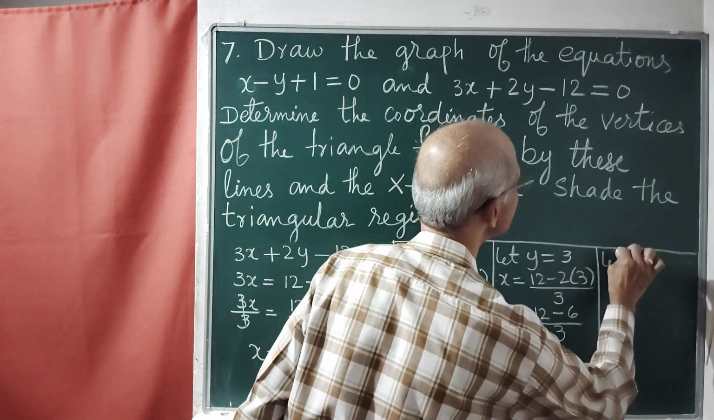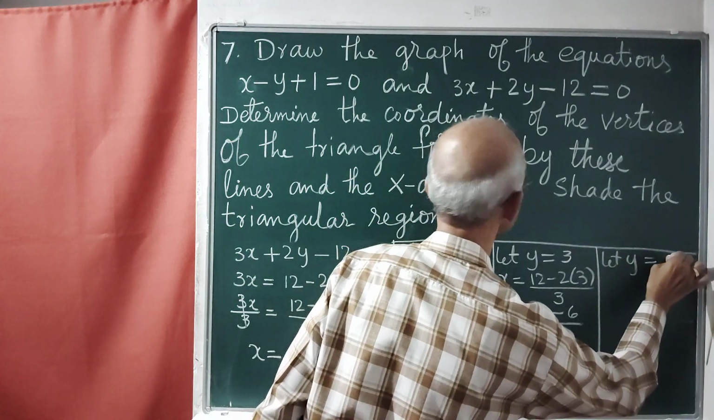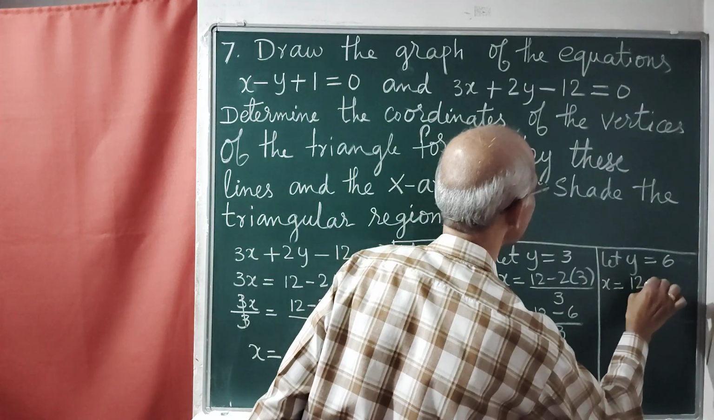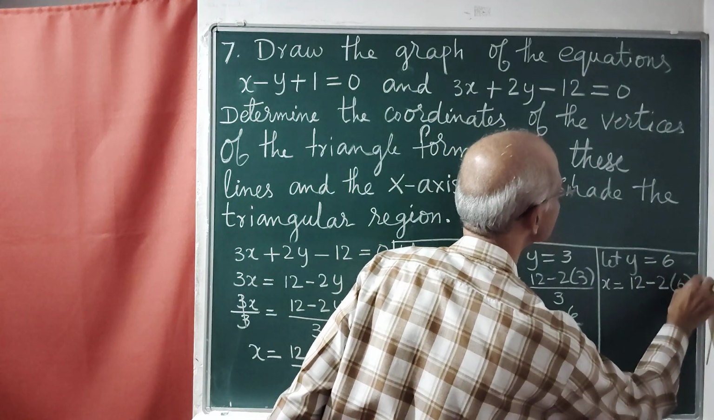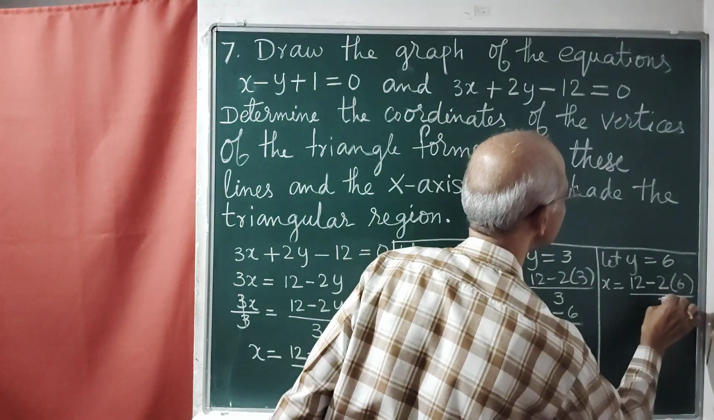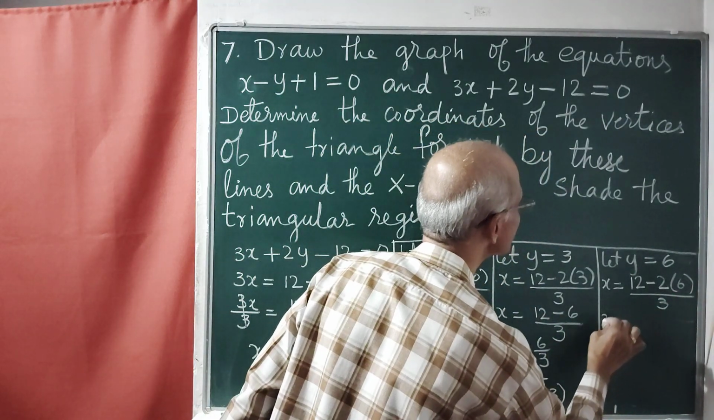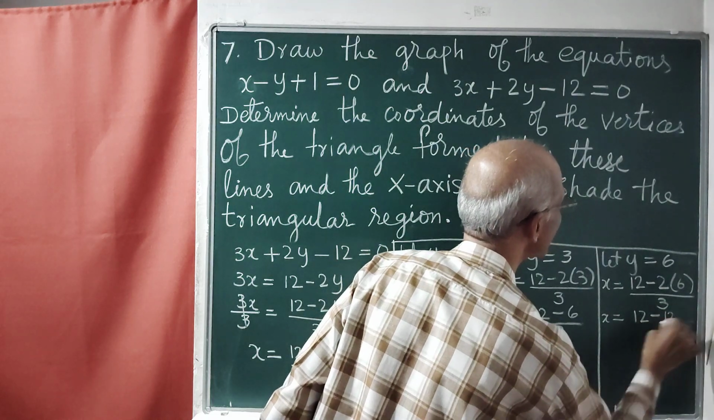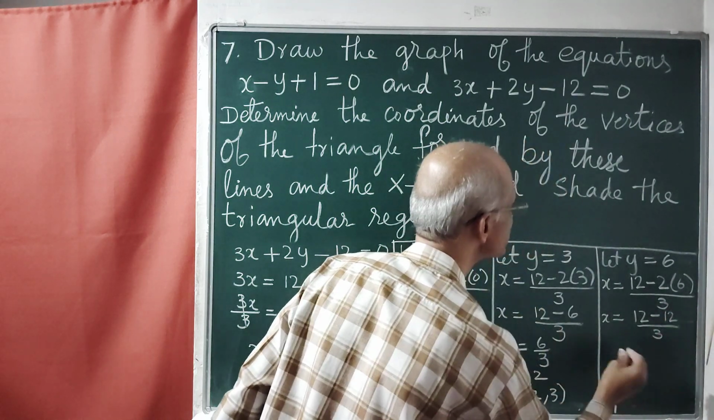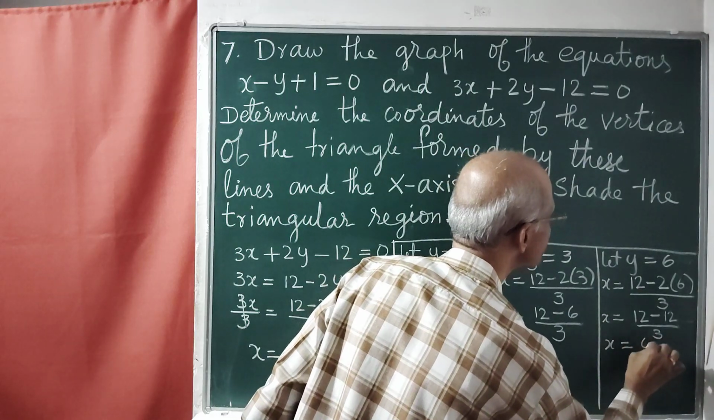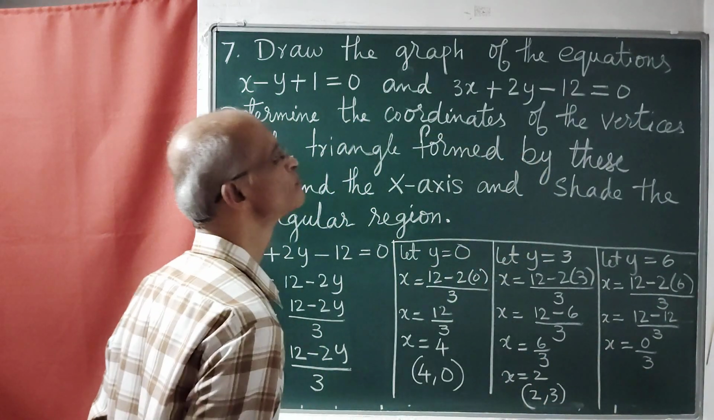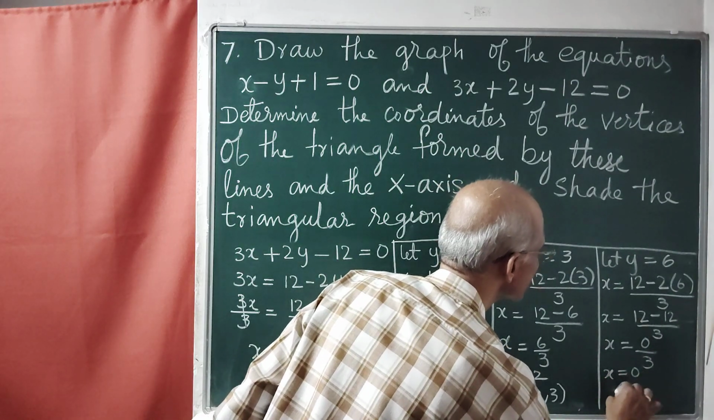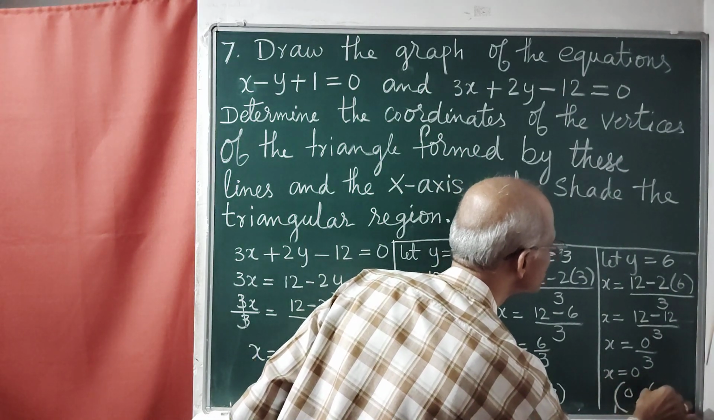Let y be equal to 6. So x will be equal to 12 minus 2 into 6, whole divided by 3. So x will be equal to 12 minus 12 by 3. So x will be equal to 0 by 3. X will be equal to 0. So the third pair of coordinates are 0 and 6.